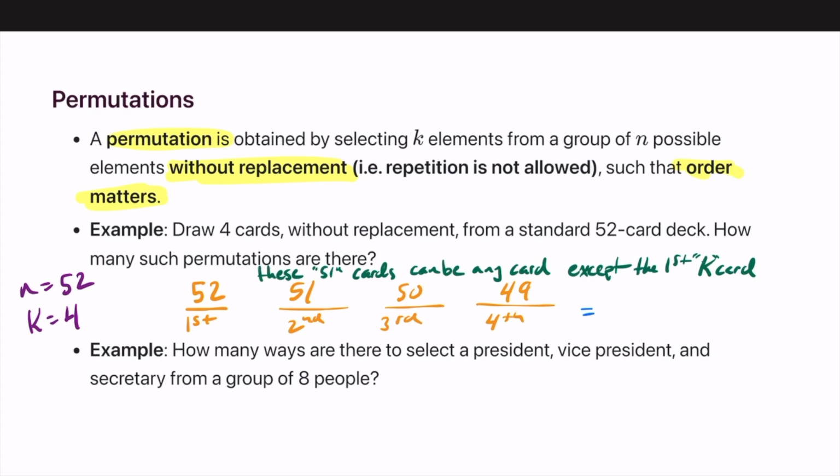So what does this give us? This gives us 52 times 51 times 50 times 49.